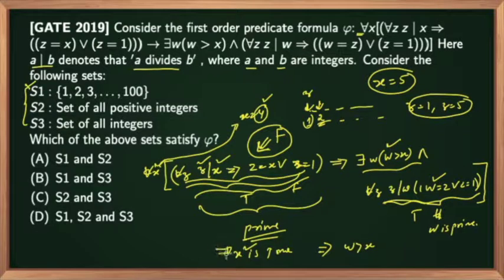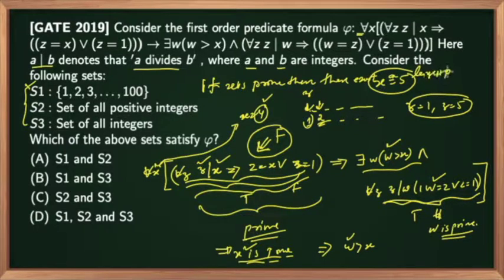So what this predicate is saying is that if X is prime in the domain, then in the same domain you have a W that is greater than X and W is a prime. Okay. So this is equivalent to the statement, if X is prime, then there exists a largest prime greater than X, right? If X is prime, there exists a largest prime that is greater than X.